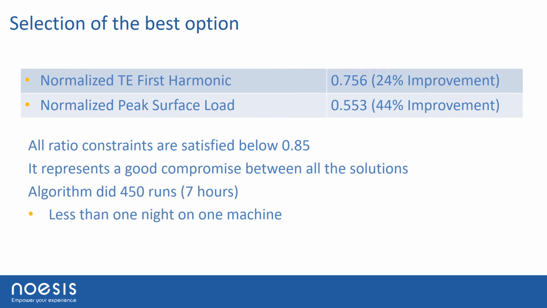That will give us a 24% improvement in terms of transmission error, and it will give us a 44% improvement in terms of normalized peak surface load. And all our constraints are satisfied at 85%. It took about 450 runs, so we did about 450 designs to get to this value. So it ran for about 7 hours. It was less than one night on one machine. I launched it before going home. The next morning when I come in, all the results are waiting for me, and I have my optimum solutions.